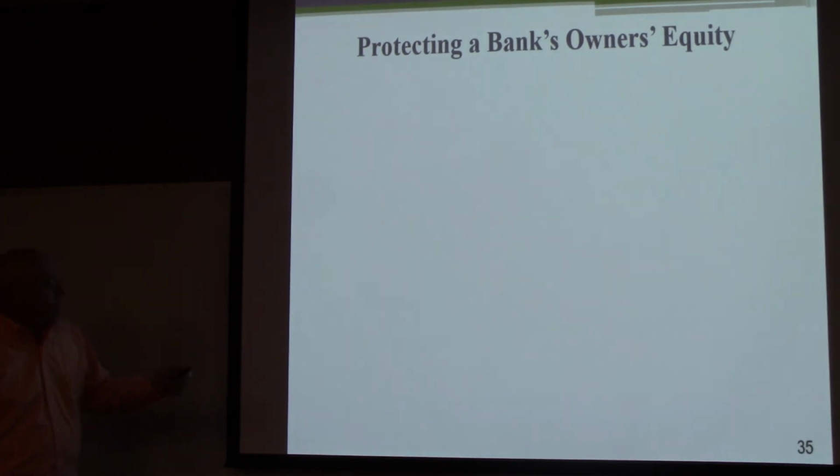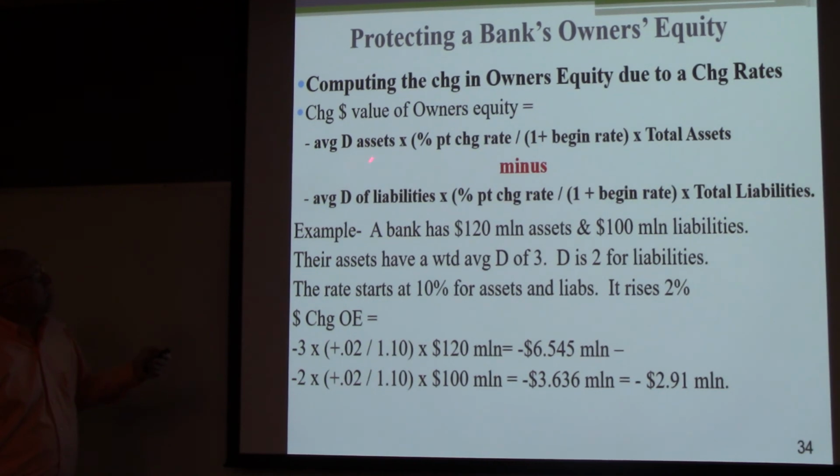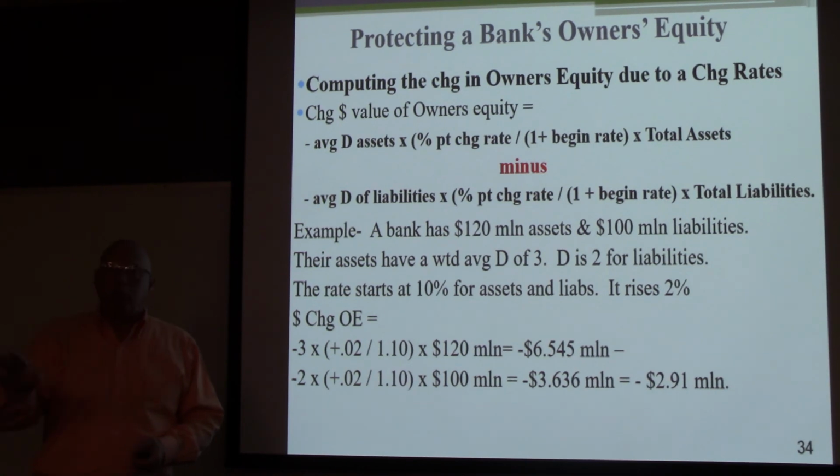And you're going, wow, this looks so complicated. It's not. And I'm going to allow you to have a card, and you can put the formula on a card. Then from that, you subtract the average duration of liabilities times the percentage point change divided by 1 plus the beginning rate times total liabilities. Doing this will help us forecast how our net worth or owner's equity will change if rates change.